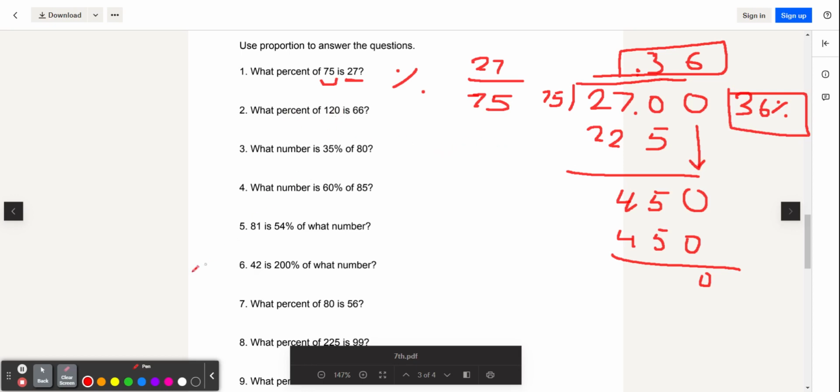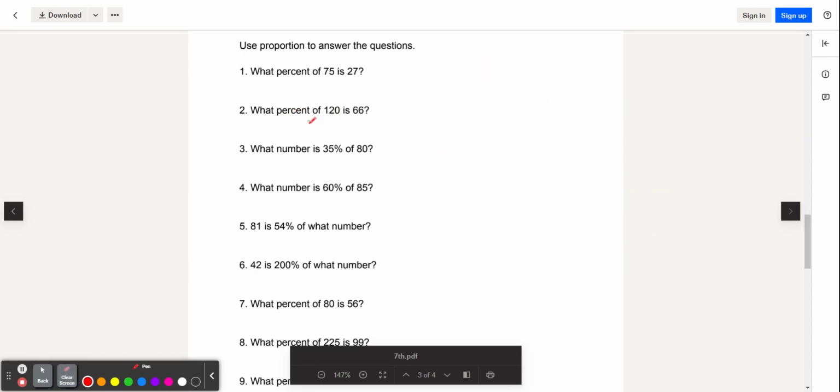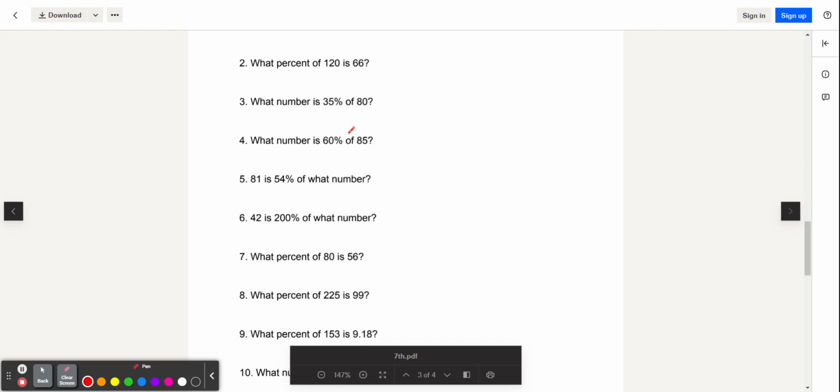Number 2 is similar to the previous problem. And then number 3 asks, what number is 35% of 80? This problem is multiplication instead of the division of before. So this time we're trying to find 35% of 80. So we multiply those. 80 times 0.35 would give us 28.0, which is just 28.